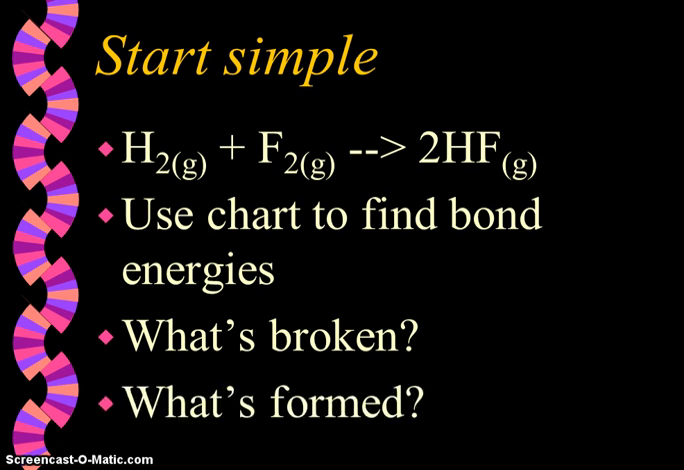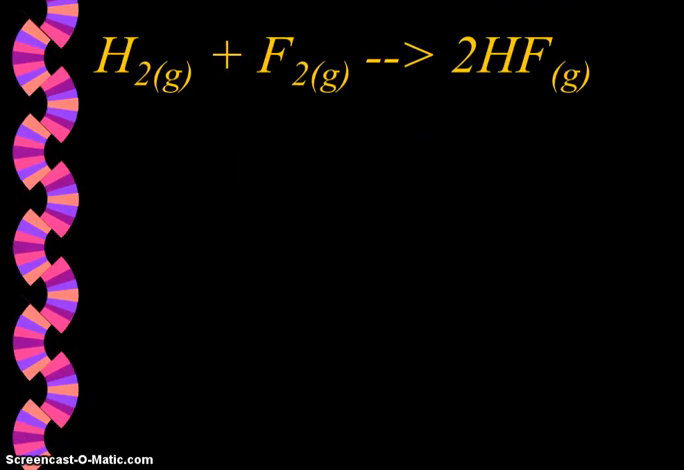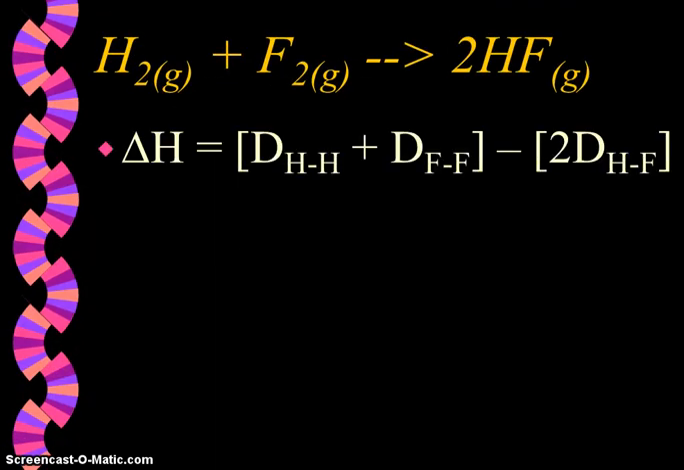Next, we have to figure out what bonds are formed. Well, we're going to have to form a bond between hydrogen and fluorine to form our molecule, but there are 2 of them. So there's actually 2 HF bonds that need to be formed. So now that we've determined that, we're going to take our equation. We're going to take the sum of the bond energies for breaking our bonds, subtract the sum of the bond energies for the formations of our new bonds, and that'll give us the enthalpy for the reaction.